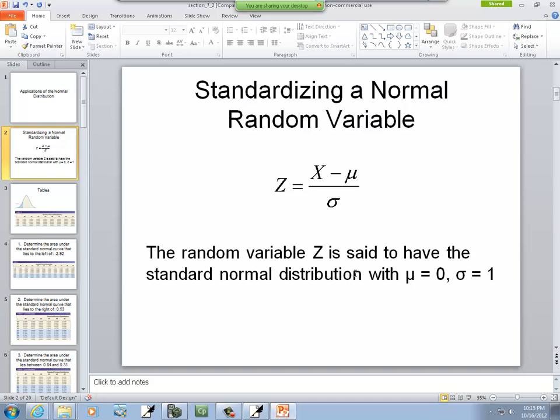Now, to standardize a normal random variable, you're going to use this formula: z equals x minus mu over sigma. Mu, again, is your population mean, and sigma is your population standard deviation. The random variable z is said to have the standard normal distribution with mu of 0 and sigma of 1 after you get done running through that formula.